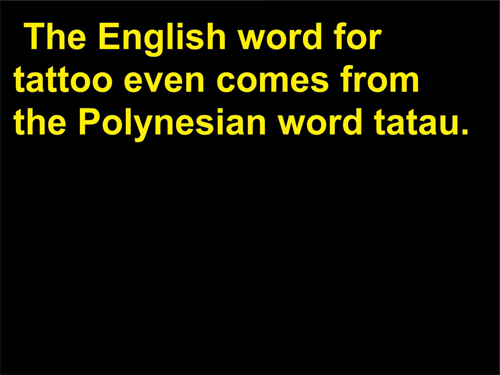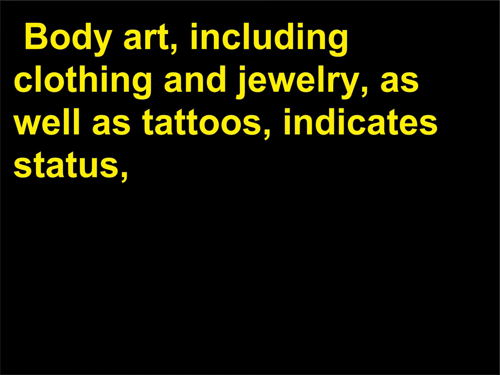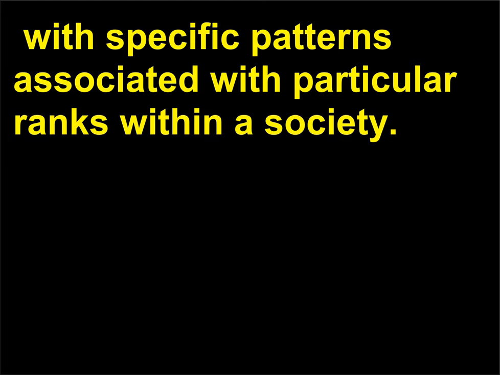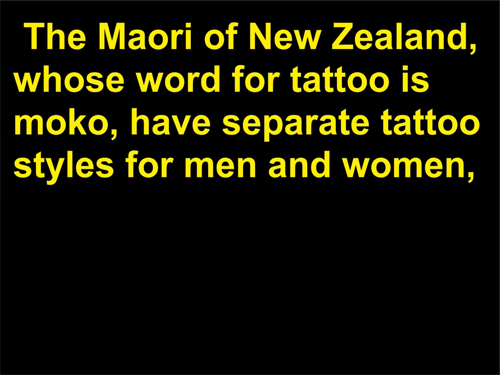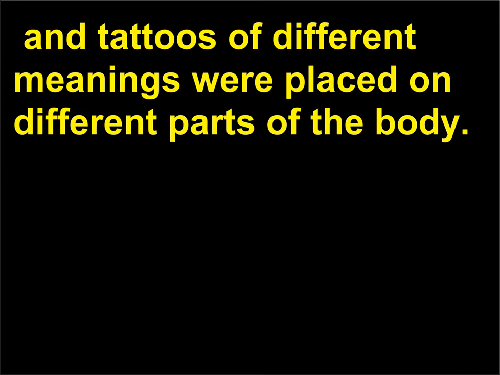Body art, including clothing and jewelry, as well as tattoos, indicates status, with specific patterns associated with particular ranks within a society. Tattoo designs were usually geometric. The Maori of New Zealand, whose word for tattoo is moko, have separate tattoo styles for men and women, and tattoos of different meanings were placed on different parts of the body.